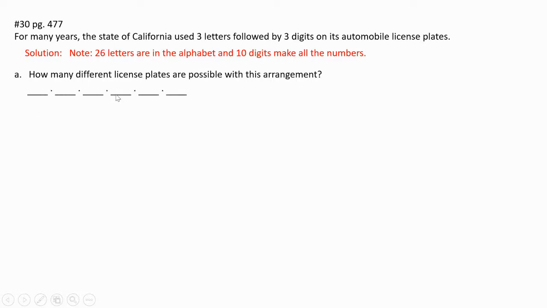The first 3 are going to be letters, and the next 3 are going to be numbers or digits. So how many letters are in the alphabet? 26, right? So 26 letters can go on the first slot, 26 there, 26 also on the third slot, and 10 digits there, 10 and 10. You multiply it out and you get your answer: 17,576,000 different ways.